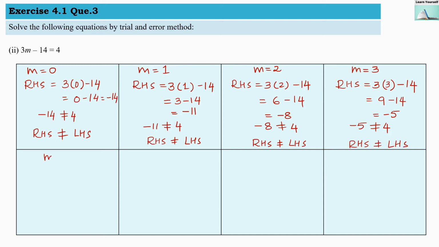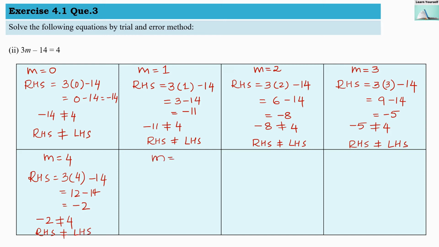Let us take m equals 4. So RHS is going to be 3 into 4 minus 14. So 12 minus 14, we will get minus 2. So minus 2 is not equal to 4, and RHS is not equal to LHS for m equals 4.